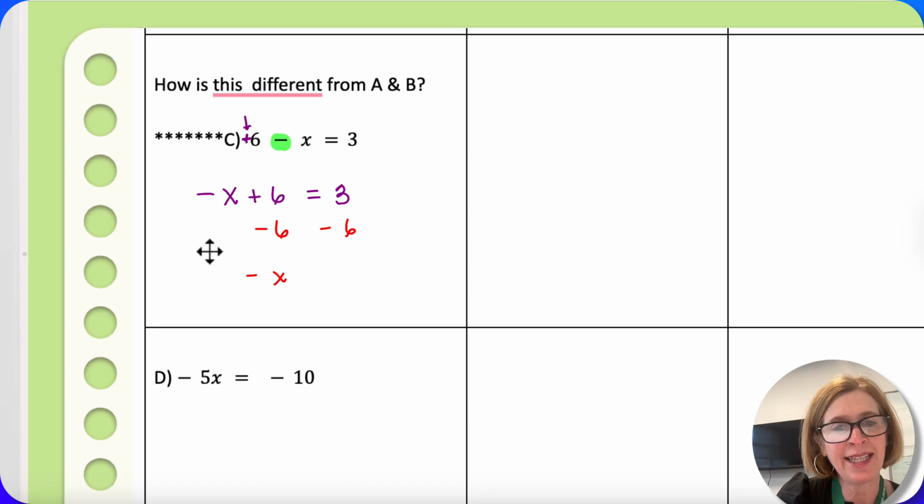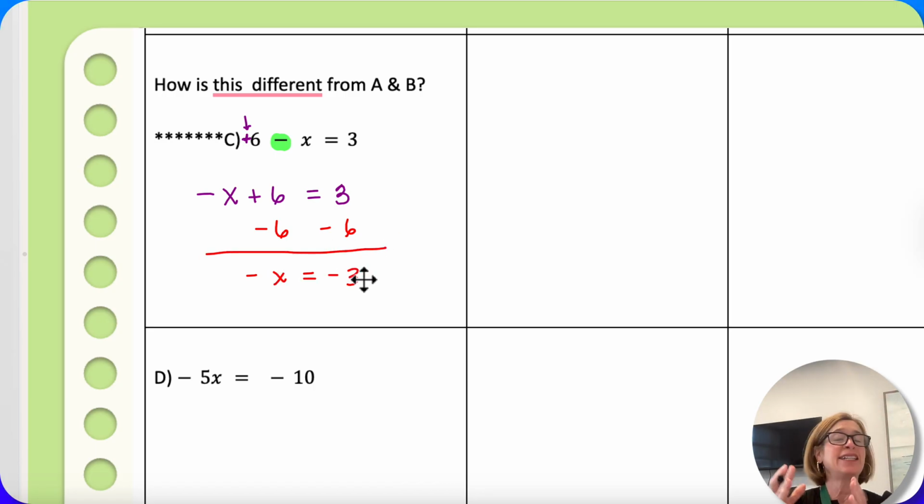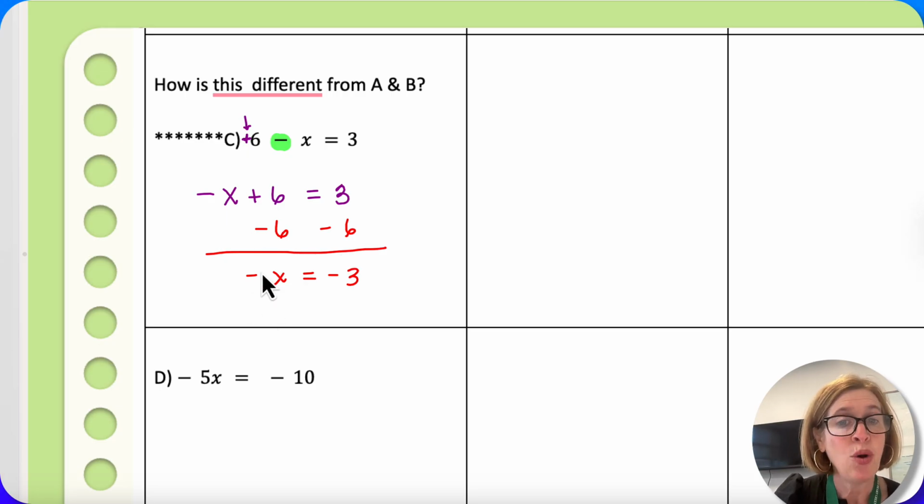Now, unfortunately, that leaves me with a negative x. And negative x is not what you're solving for. You're always solving for a positive variable. 3 minus 6 gave me negative 3. So how do I get rid of that negative x? Well, I need to know that there's actually a hidden 1 in front of it, negative 1. So what is negative 1 doing to the x? I hope you see that it's multiplying. Okay, so because it's multiplying, I need to do the inverse operation of multiplication, which is division. So I would have to divide both sides by -1.